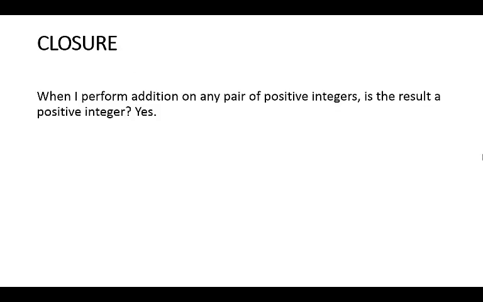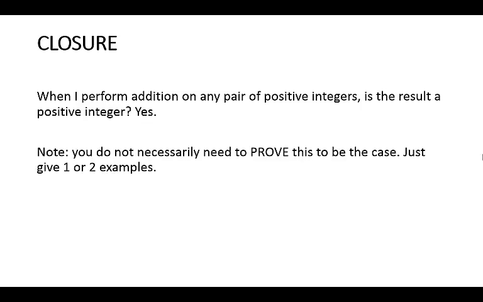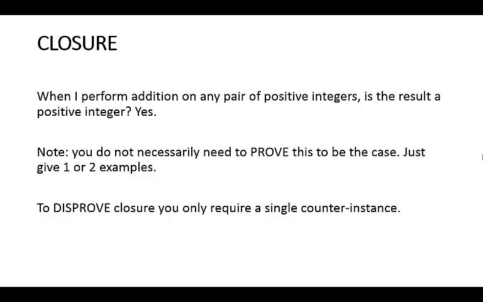So first, closure. The question you're asking yourself is, when I perform addition on any pair of positive integers, is the result a positive integer? The answer is yes. Now, you don't necessarily need to prove this to be the case. You just give 1 or 2 examples. But bear in mind that to disprove closure, you only need to find a single counterexample, and that will show that closure isn't met.